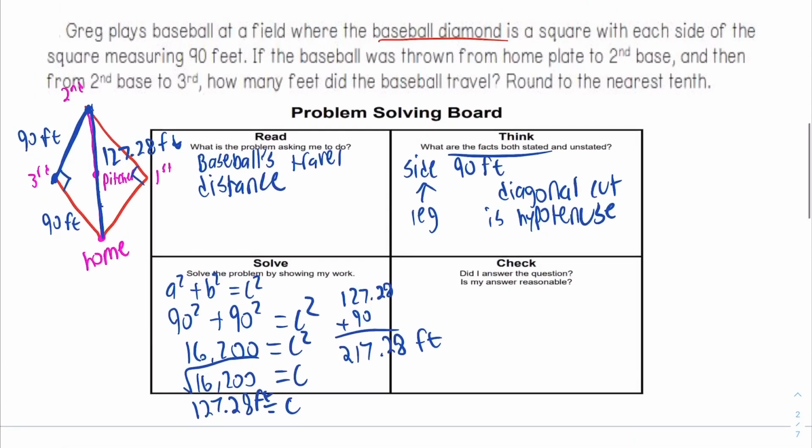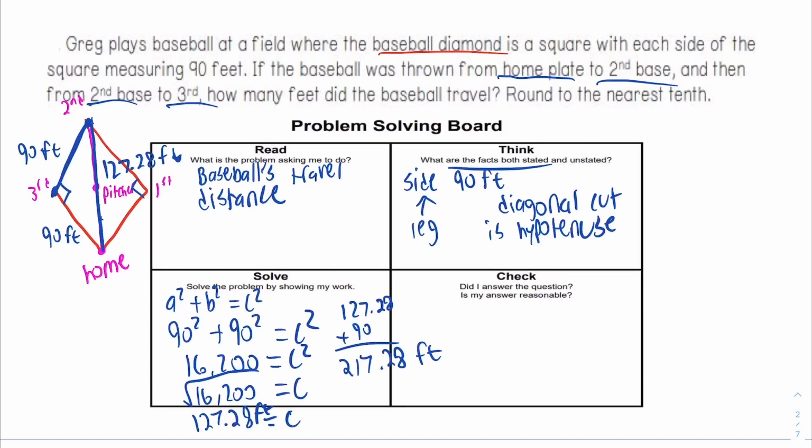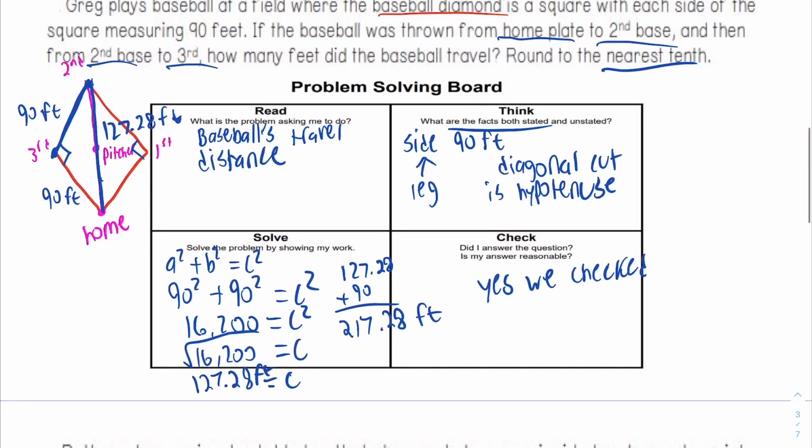Then we can just check the story one last time to see, okay, it was thrown from home to second. That was the diagonal. And then from second to third, which means plus one leg, to get that final answer. We checked it. But what I didn't see is that it says round to the nearest tenth, which is something that I wanted to do, but wasn't sure about. So we are going to estimate that answer to be 217.3 feet.